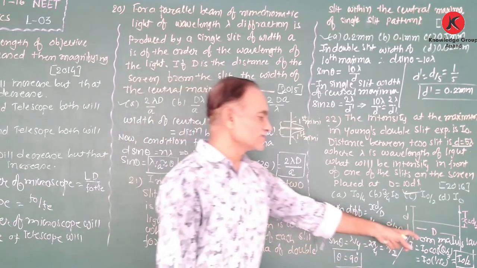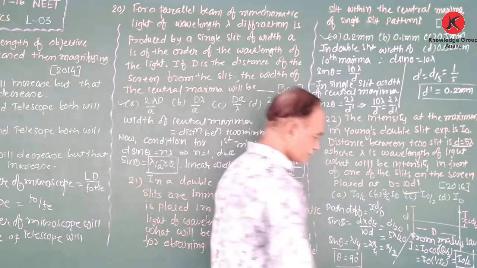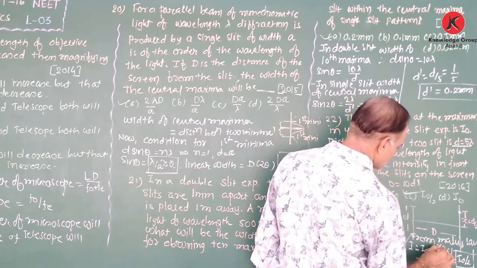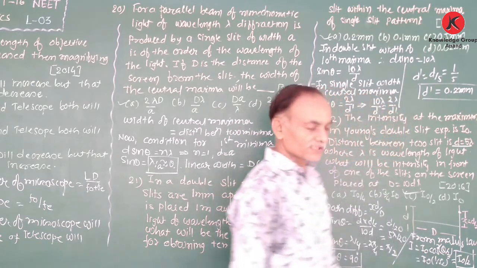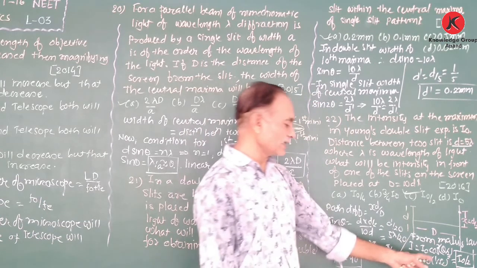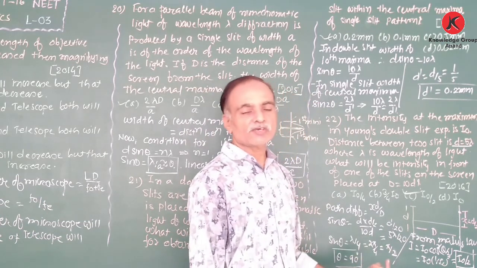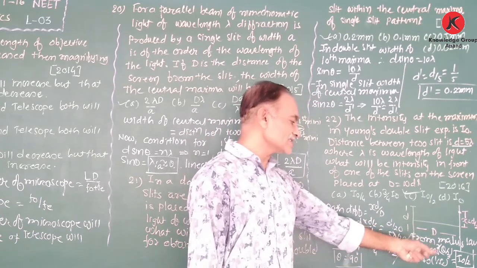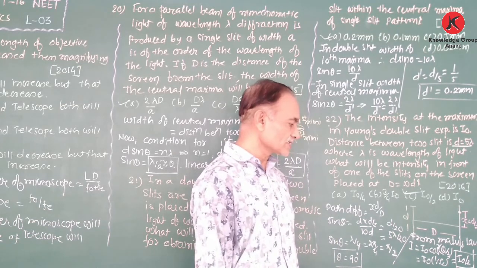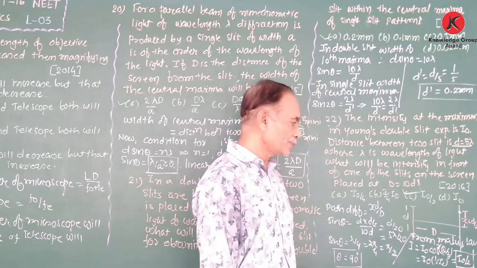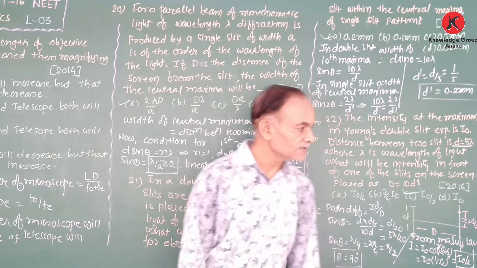Now, after that, we use Malus law. I is equal to I0 cos square theta by 2. Theta is equal to 90 by 2, that means cos 45. Cos 45 is 1 upon root 2, and squared, therefore 1 upon root 2 squared. So I0 by 2 is our answer.